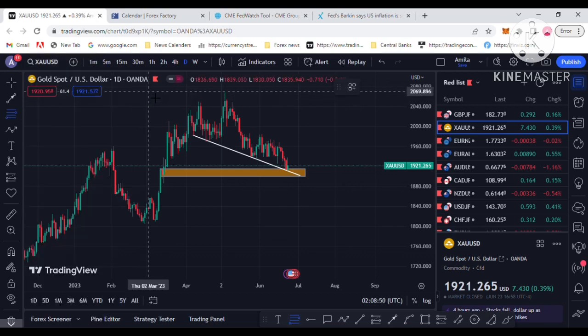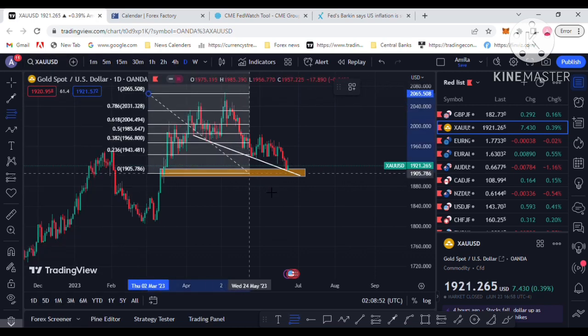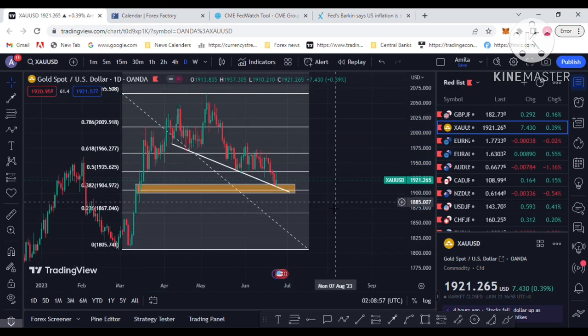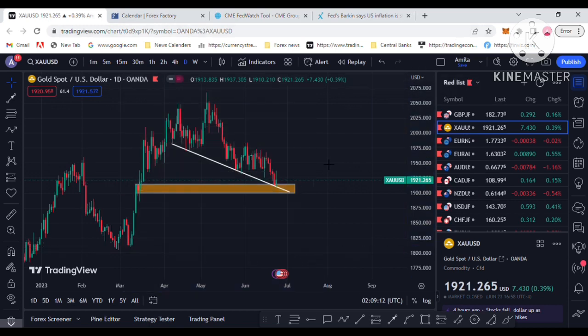I am using Fibonacci for this move from up to down, and the 0.382 zone is the best buy zone for gold to continue to the upside. You can see the Fibonacci 0.382 zone in the yellow line, which I already marked. So technically I am hoping to buy gold in this zone and go to the upside next week, with 1960 as my first target.